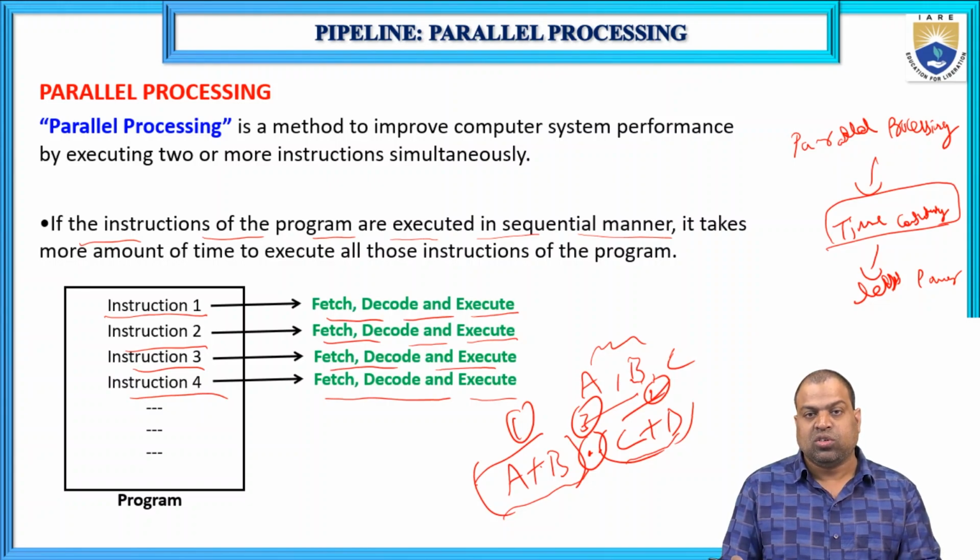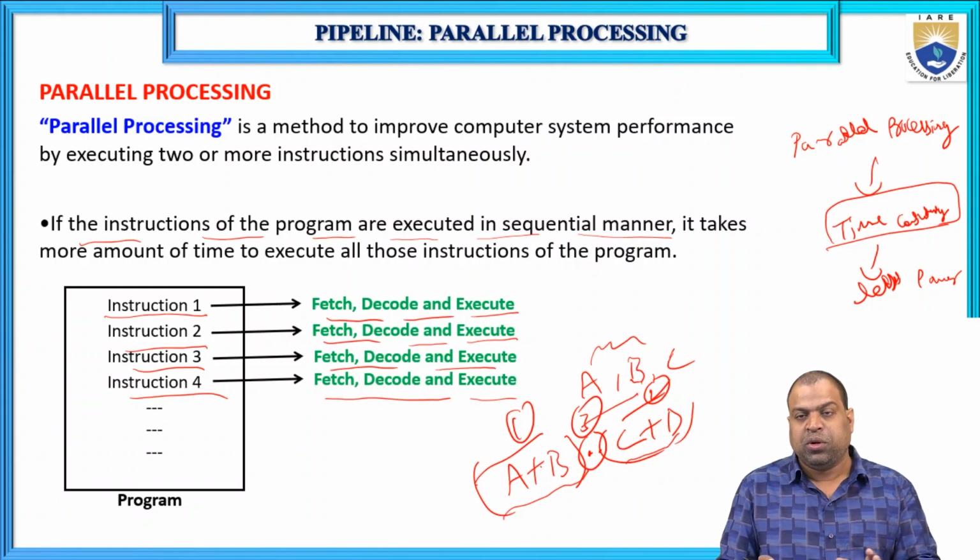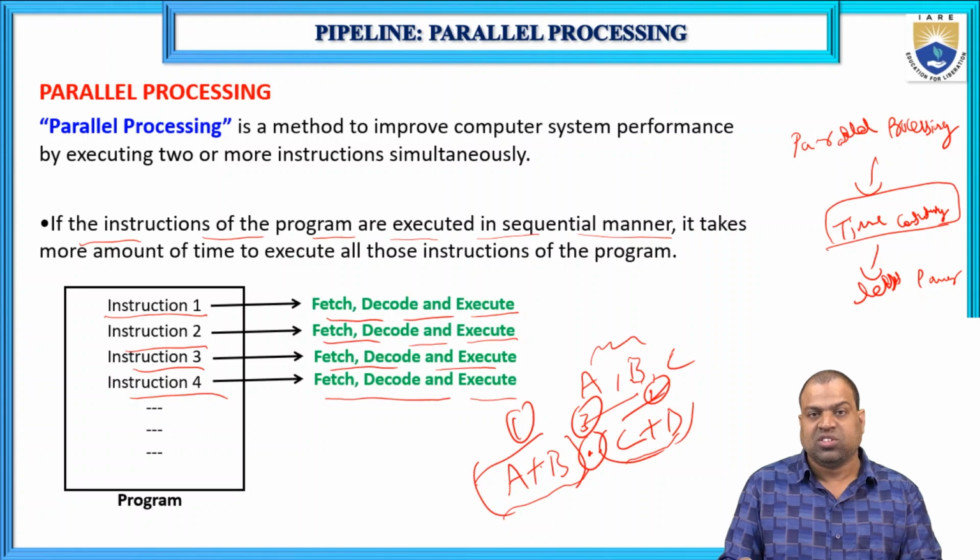Suppose I have a program with 10 instructions. Every instruction will go through fetch, decode, execute, which means it will take a lot of time to execute all of them. That is the reason, if we go for parallel operation, we save time and the consumption of CPU performance is very low.